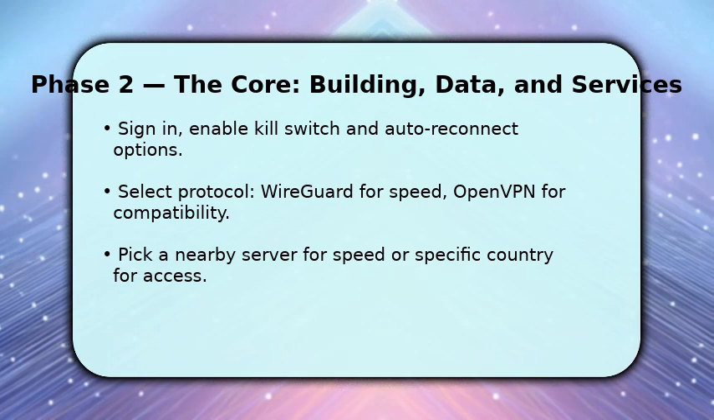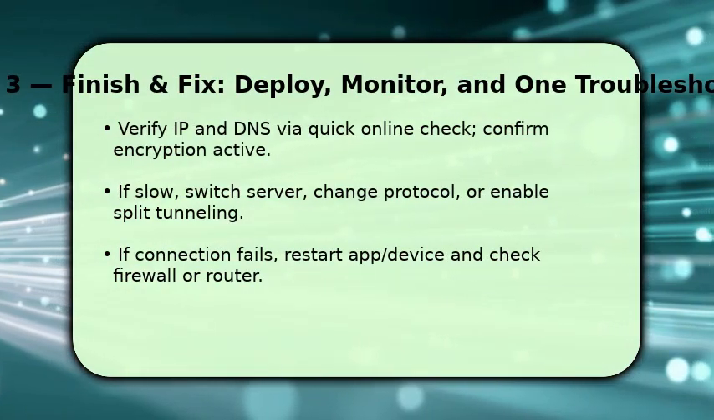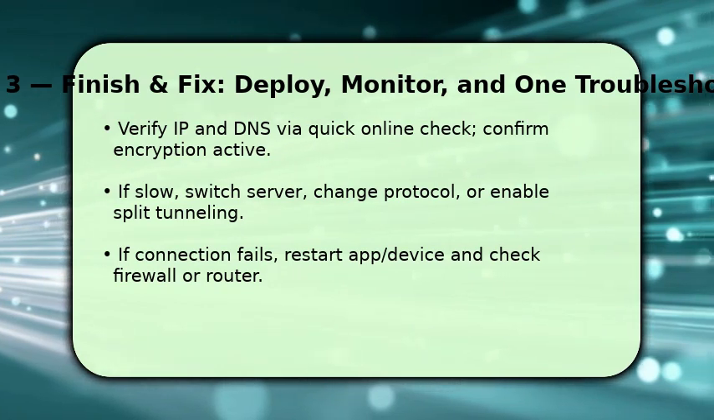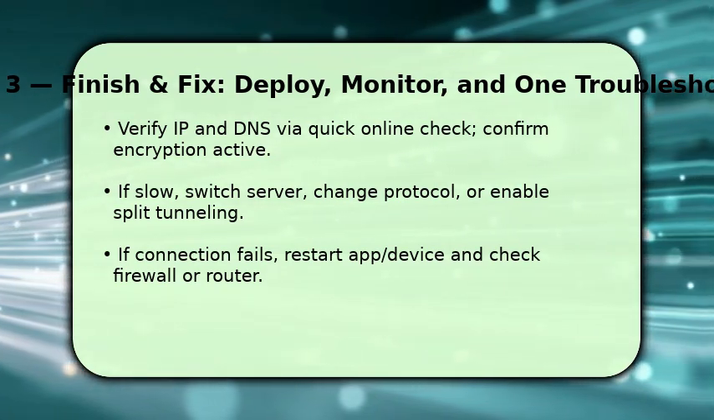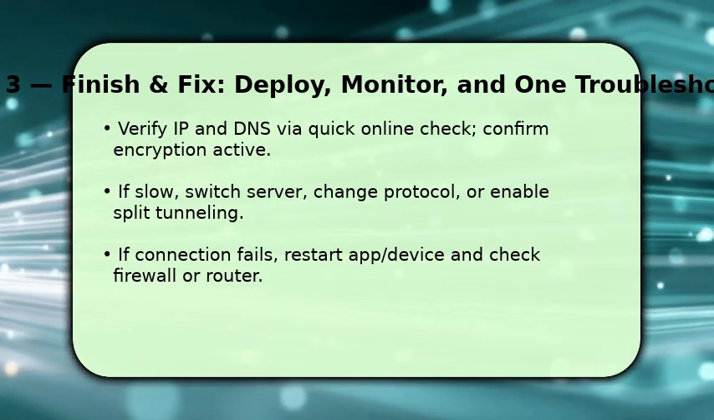You now have a secure connection and can use the internet normally once connected, but first verify your IP and DNS to confirm the VPN is active. If you notice slow speeds, switch to a closer server, change the protocol, or enable split tunneling to exempt trusted apps.